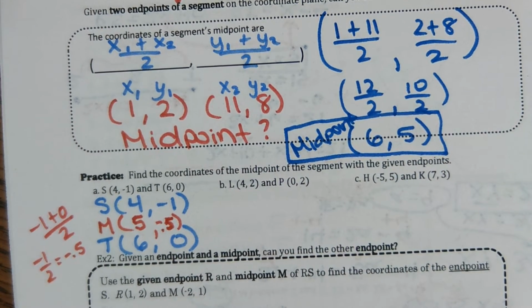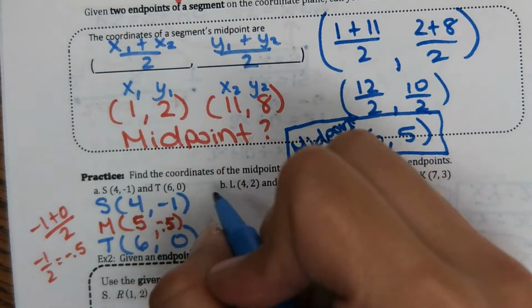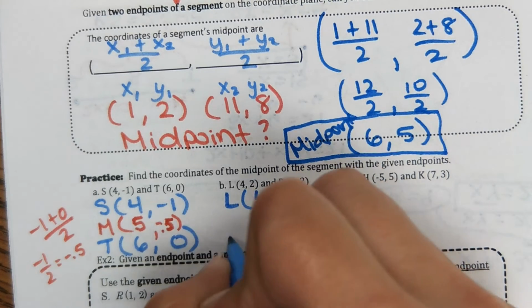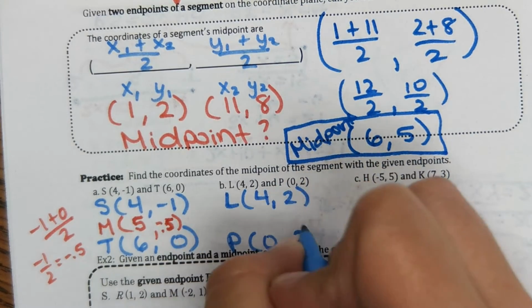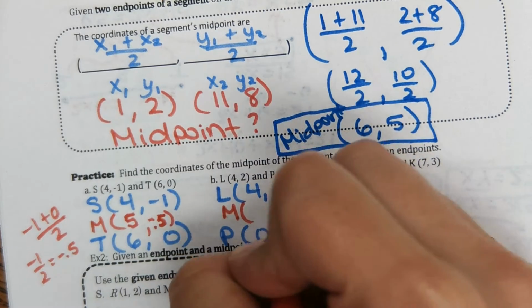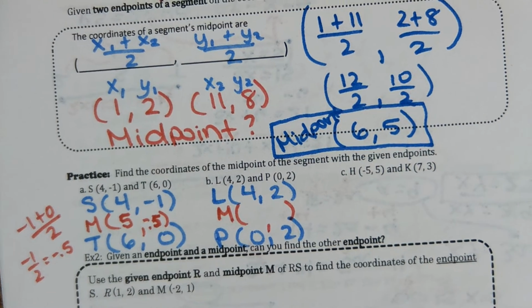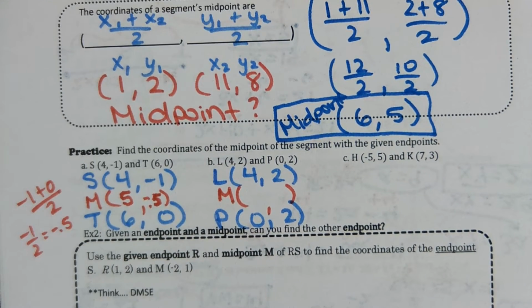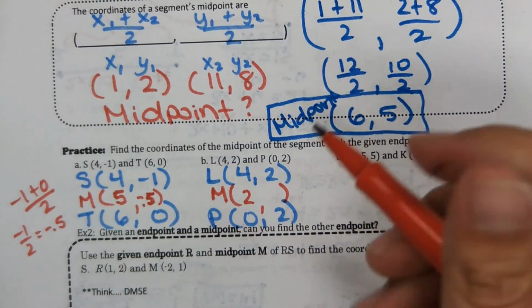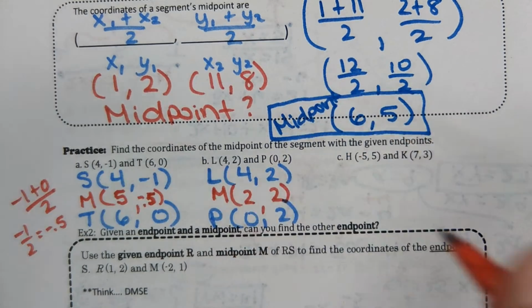Okay, we're going to try it again. So L is at 4, 2, then P is at 0, 2, and then we're going to find the middle. Okay, so the middle of 4 and 0, Lucas, you're not allowed to answer. It's 2, yeah. The middle of 4 and 0 is 2. And then the middle of 2 and 2 is just 2, yeah.